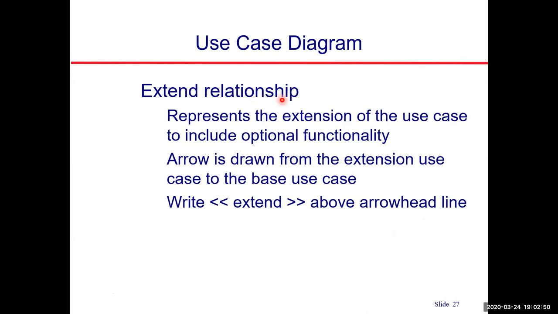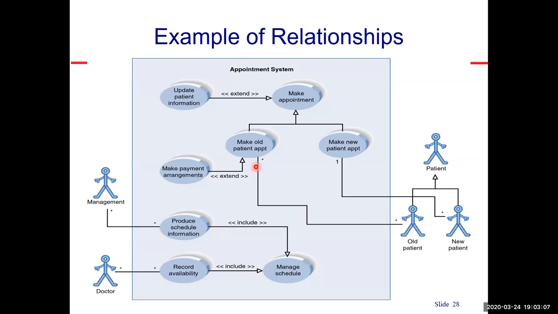The extend relationship represents the extension of the use case to include optional functionality. Arrow is drawn from the extension use case to the base use case. Write extend above arrowhead line. Update patient information, extend to make appointment. Update, extended to make an appointment. And make a payment arrangement, extended to make an old patient appointment. This is an extend.